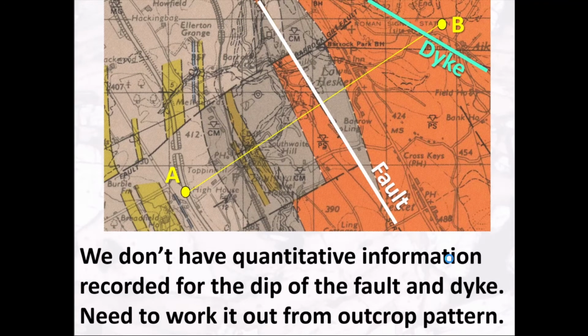Okay, so if we focus in on that fault and that dyke, we can see that we don't have any quantitative information recorded about the dip of the fault and the dyke. Like, we don't have a dip angle, we don't have some sort of number that would tell us the angle of dip. So we're going to have to try and work it out from the outcrop pattern itself.